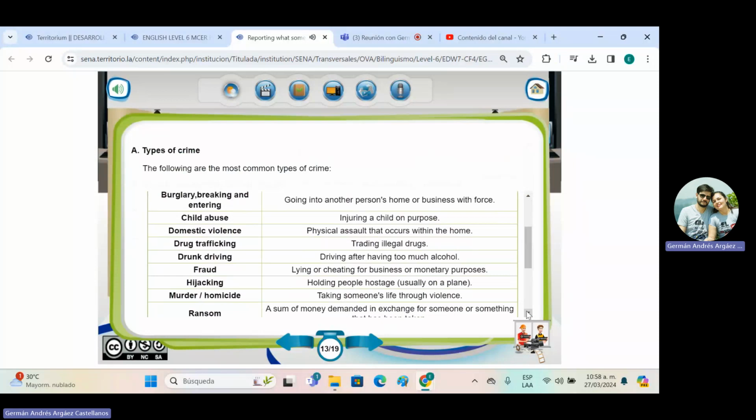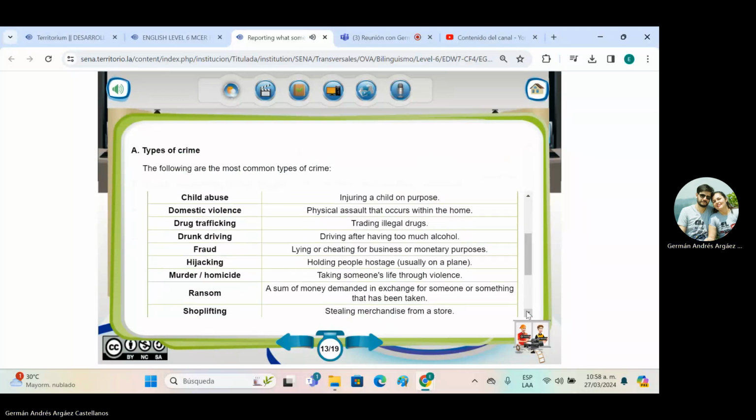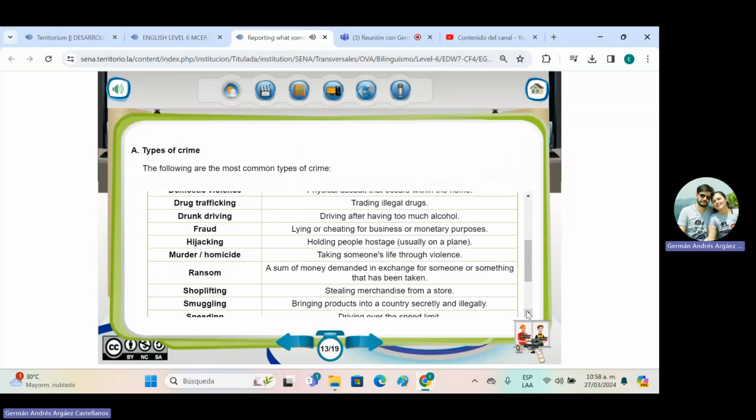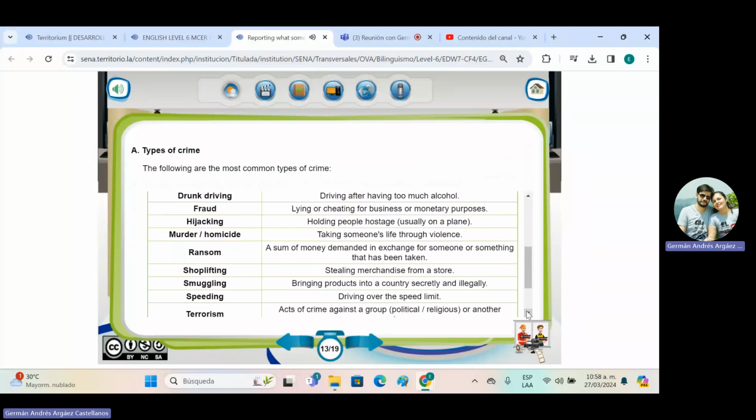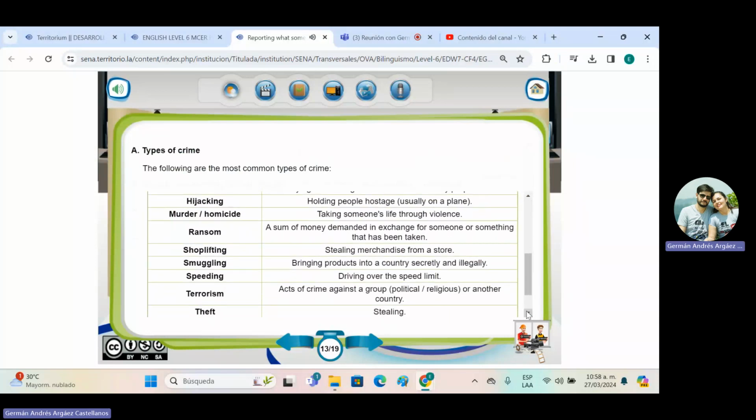Child abuse: injuring a child on purpose. Domestic violence: physical assault that occurs within the home. Drug trafficking: trading illegal drugs. Drunk driving: driving after having too much alcohol. Fraud: lying or cheating for business or monetary purposes. Hijacking: holding people hostage, usually on a plane. Murder, homicide: taking someone's life through violence.